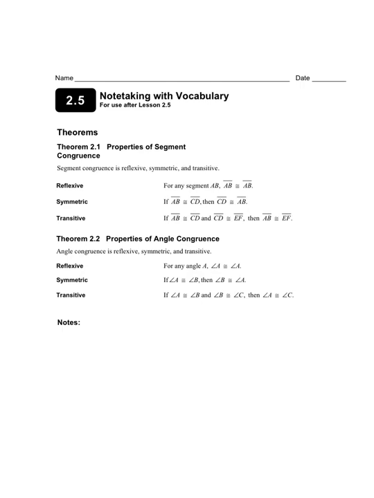The reflexive property states that for any segment AB, line segment AB is congruent to line segment AB. So if you have the same line, it's congruent to itself, right? That's what the reflexive property states. The symmetric property states that if line segment AB is congruent to line segment CD, then line segment CD is congruent to line segment AB. Basically, if you flip the two, it means the same thing. That's the symmetric property of segment congruence.